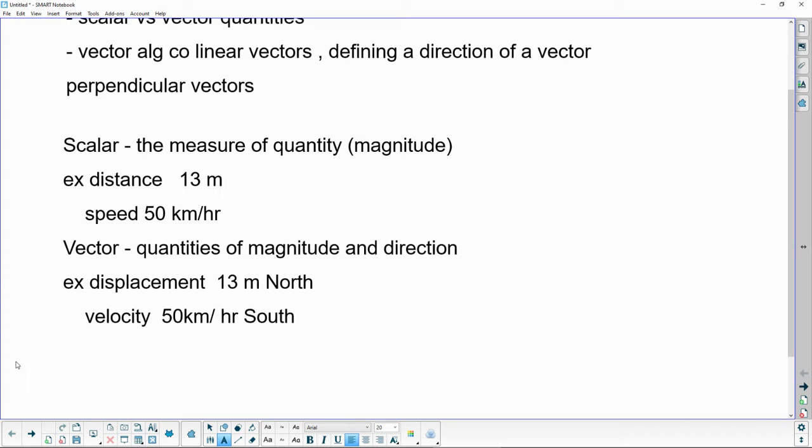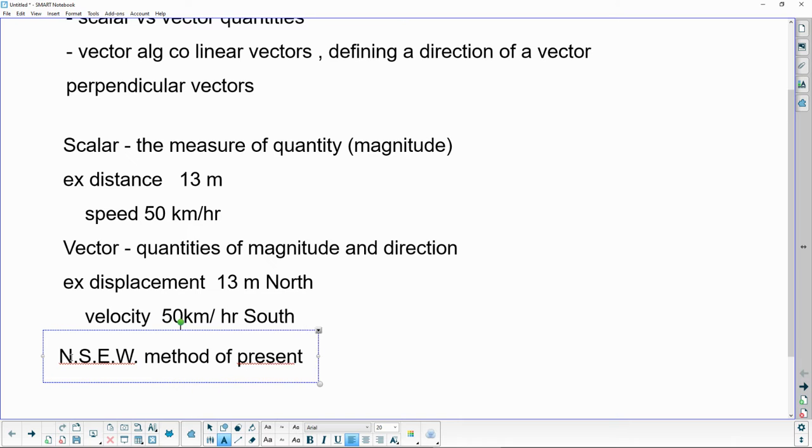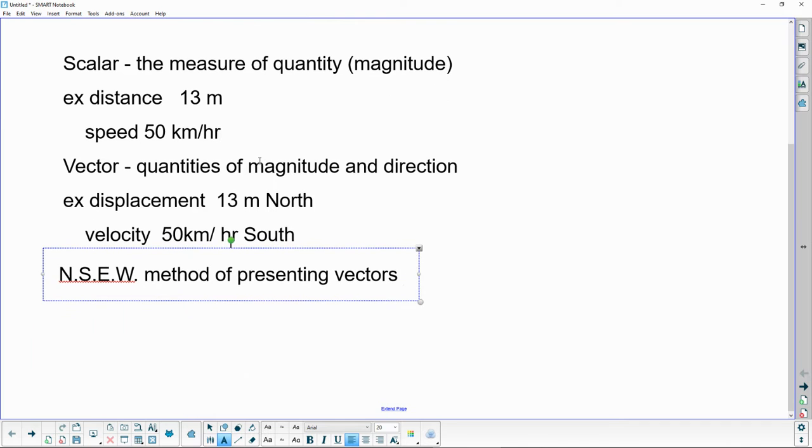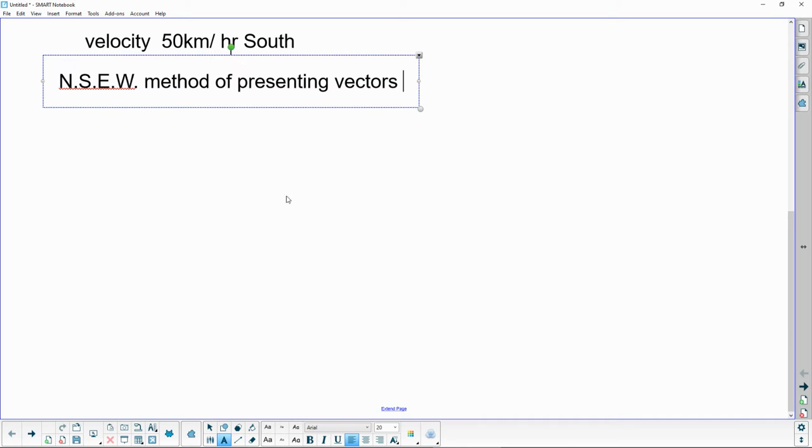So that's our next little piece here. We're going to call it the north, south, east, west method of presenting vectors. Okay, so the general idea here is to have your north, south, east, west grid on here.